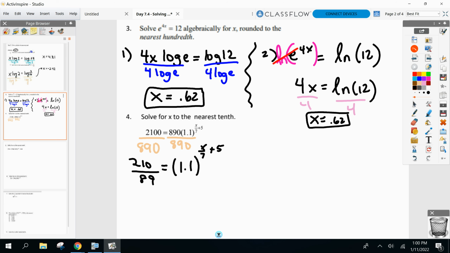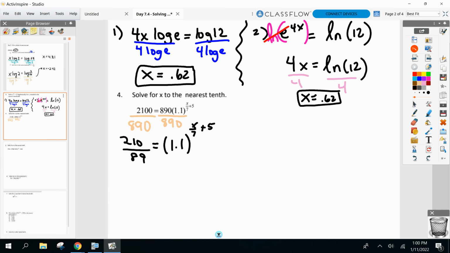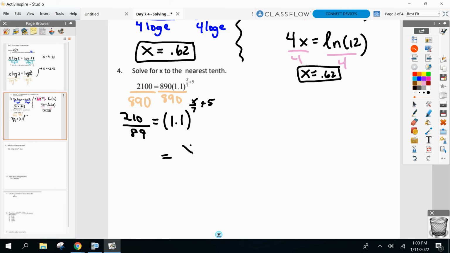Right? So take the exponent, let's bring it down. Here you go. Ready? x over 7 plus 5. But what do I now need to do to the 1.1? Log it. Log 1.1. And then that means I still have to log the left side, 210 over 89.